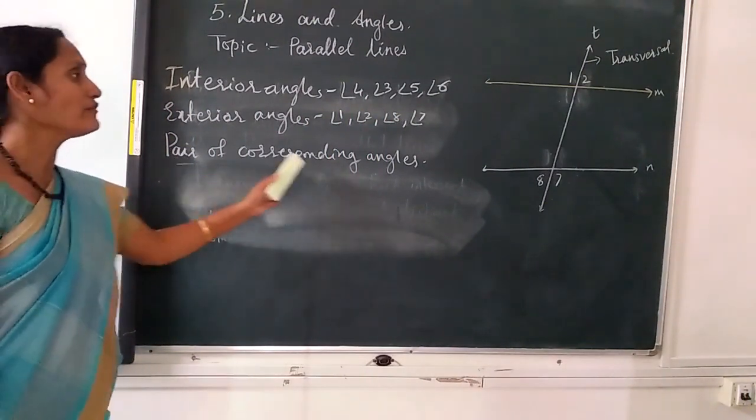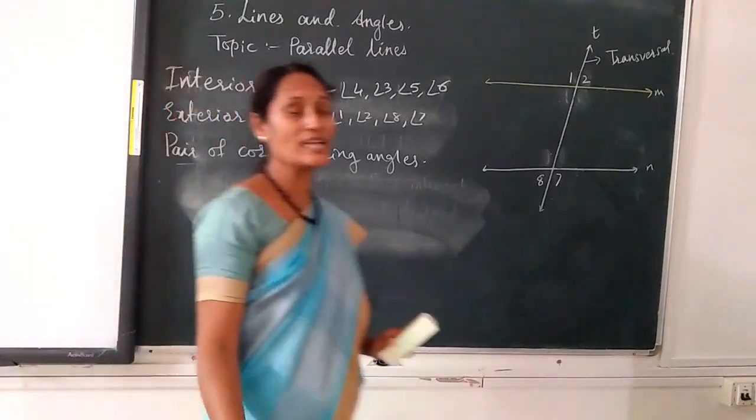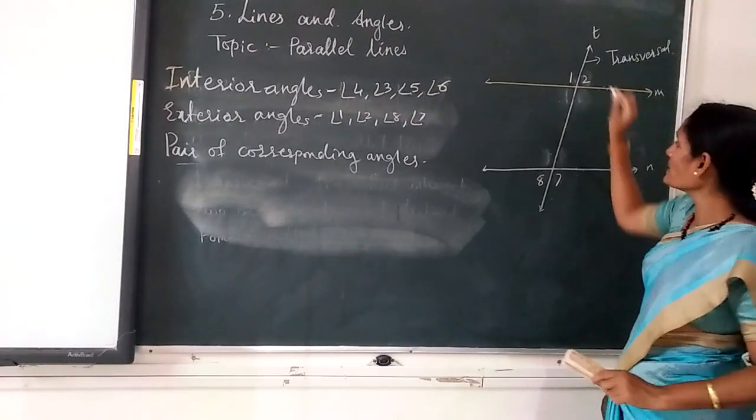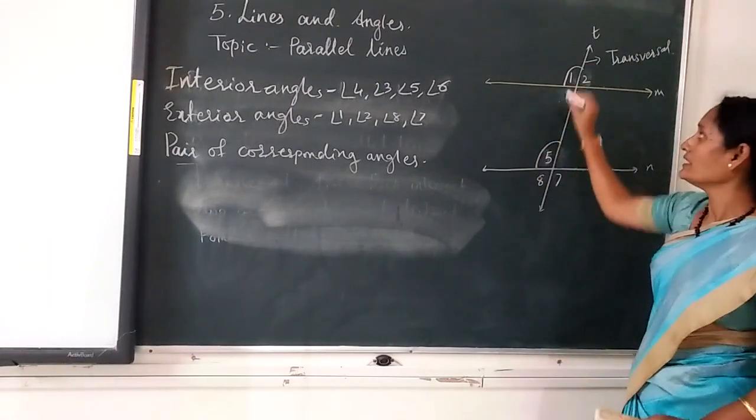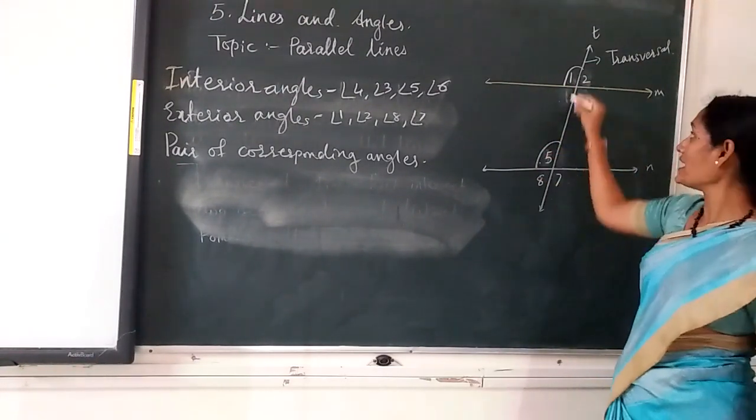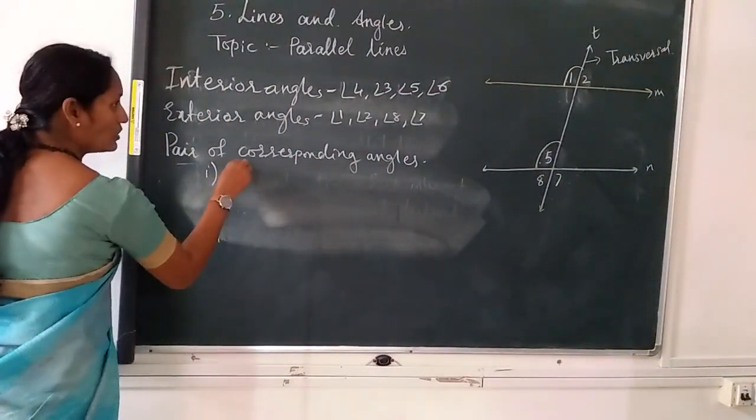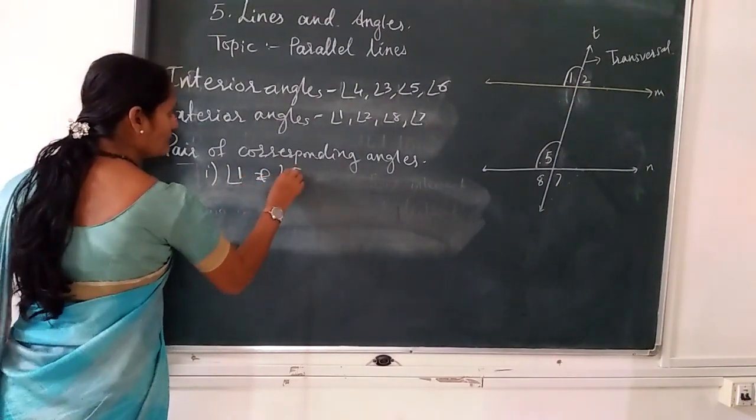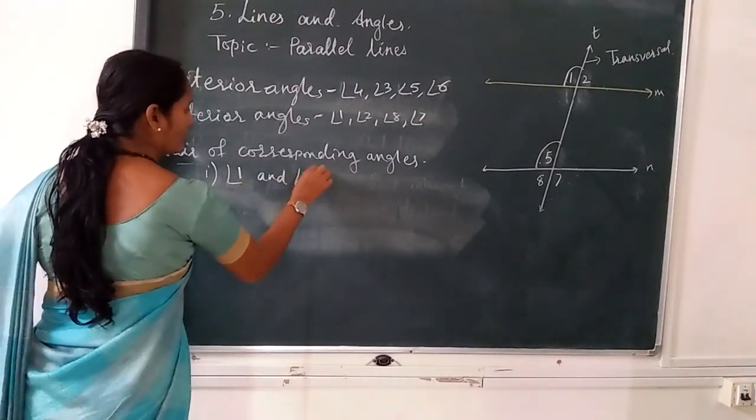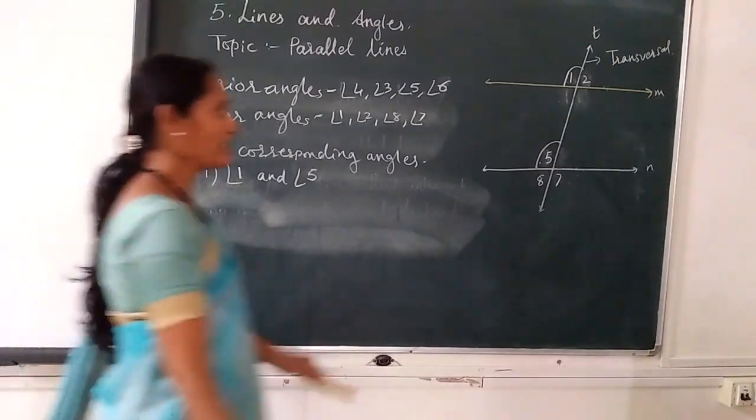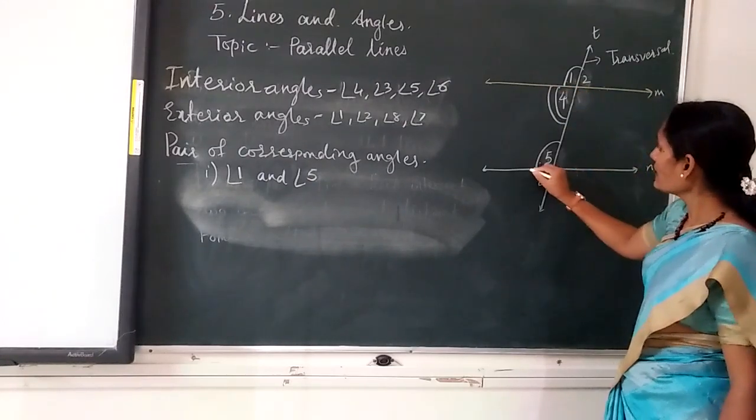Now let's talk about pairs of corresponding angles. Now we are getting 4 pairs of corresponding angles. Now how are these angles formed? If you observe, here is angle 1 and here is angle 5. So 1 and 5 is one pair and their measures will always be equal. So the first pair is angle 1 and angle 5. Then the next pair will be 4 and 8.